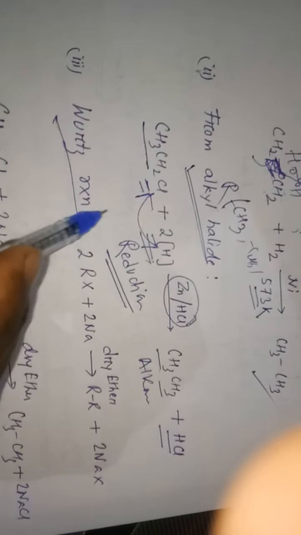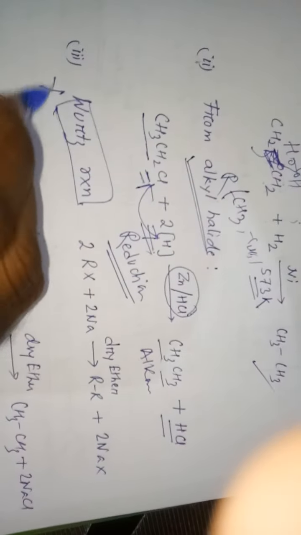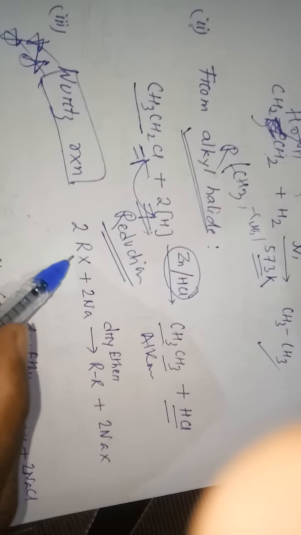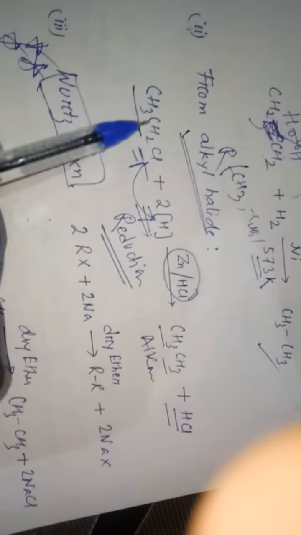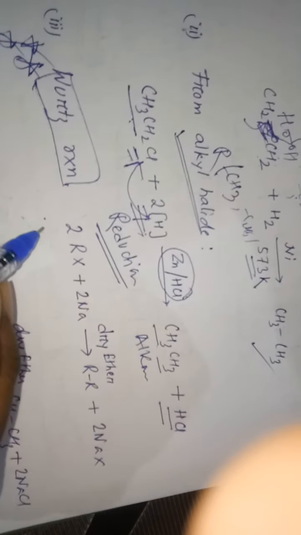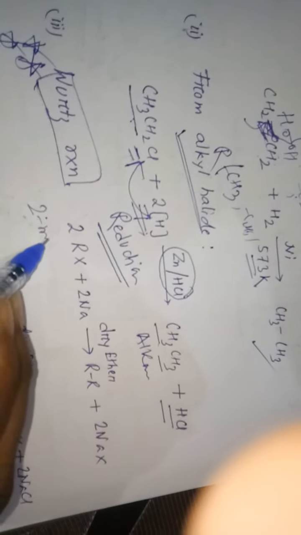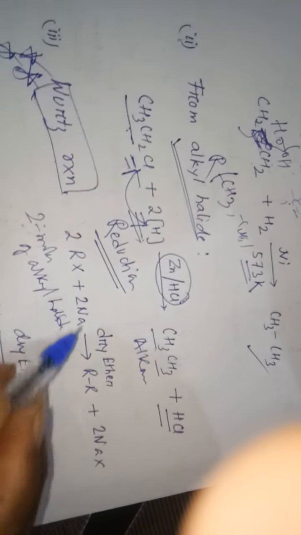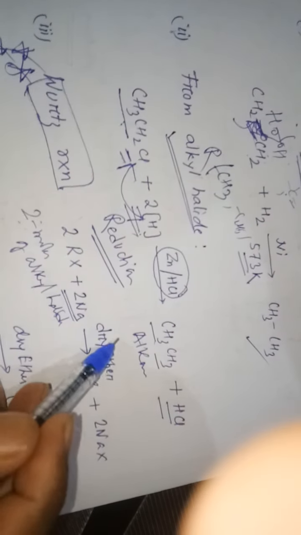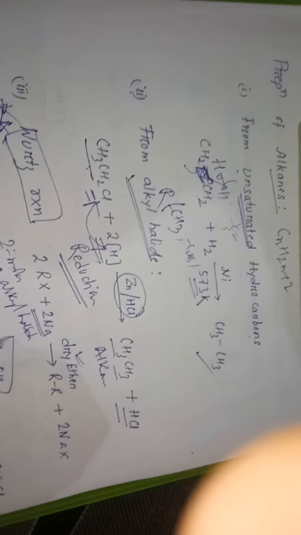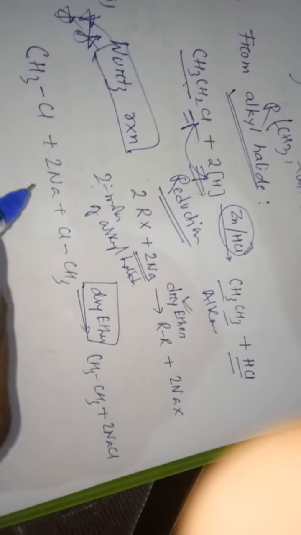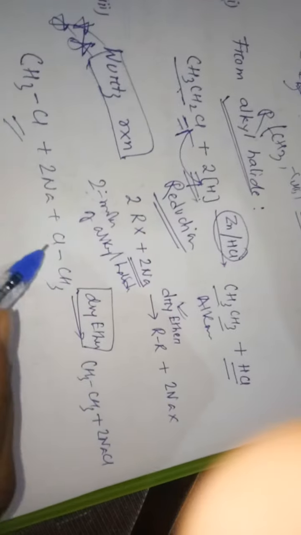Now Wurtz reaction, that one is very important, students. Wurtz reaction, 1 star, 2 star, 3 star. This is your alkyl halide. You have to take 2 moles of alkyl halide. Earlier we took 1 mole of alkyl halide. Now in the Wurtz reaction you must remember to take 2 moles of alkyl halide reacting with sodium metal in the presence of dry ether. You must remember you have to take dry ether. If you take water and all these things, that one is directly converted to alcohol. So avoid using water and all these things.